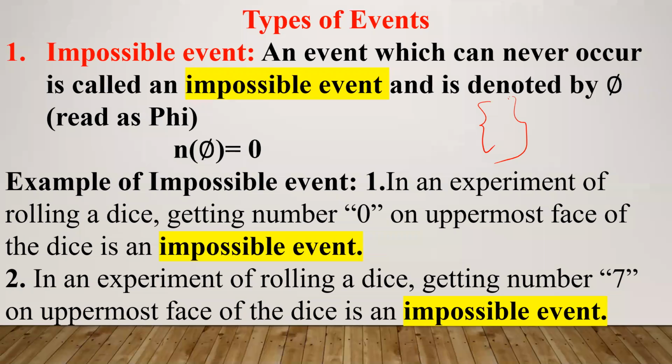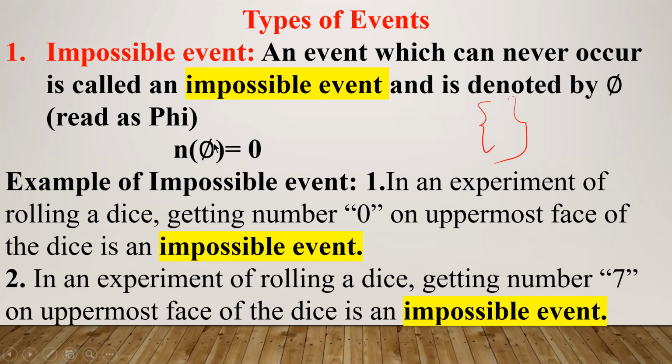Similarly, you can have many more examples of impossible events. Like in an experiment of throwing a dice, getting a number which is more than 6, or more than 7, they are all impossible events. Or getting a fraction number, 0.1, yes, it's an impossible event.